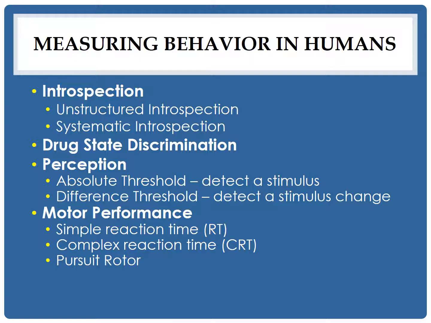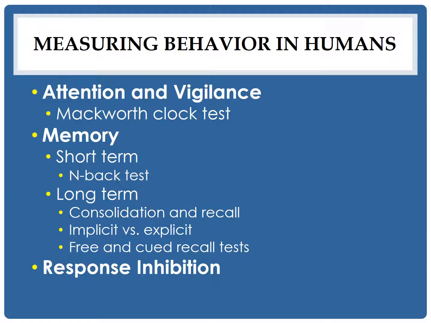But more complex would be choosing whether to swerve or stop, or if you're driving under normal conditions, choosing to put on your turn signal and turn the car, that kind of thing. A pursuit rotor is also an example the book gives of a way to measure motor performance, and there's other motor tests as well. So you can also measure attention and vigilance, how attention and how vigilance are affected by drugs. The book gives an example of using a Mackworth clock test where the participant has to notice if a clock skips 2 steps instead of 1 step.